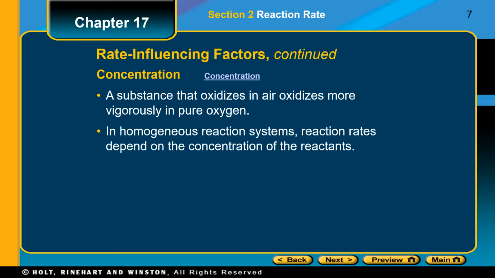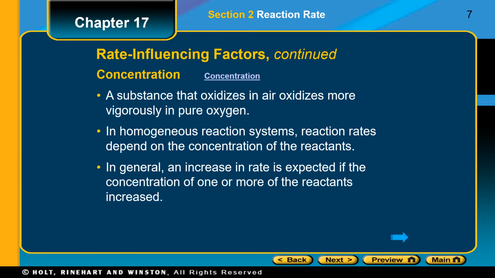So in homogeneous reaction systems, the reaction rate depends on the concentration of the reactants. You make them more concentrated and they will react faster, because the particles will hit each other more often because there's more of them. So in general, an increase in rate is expected if the concentration of one or more of the reactants is increased. So if you increase one of them, you expect the reaction to take place faster.